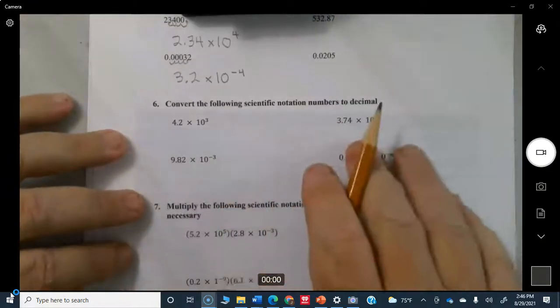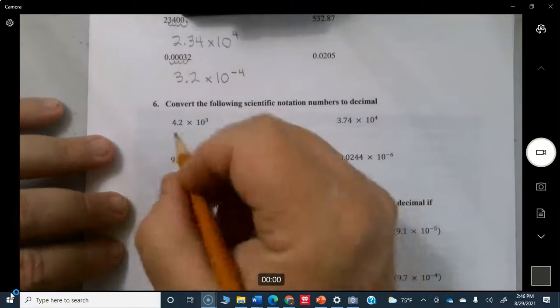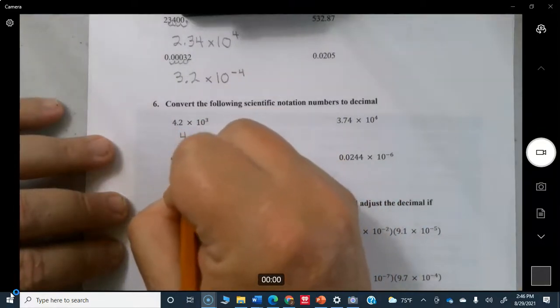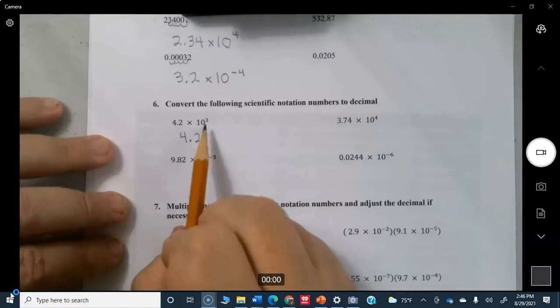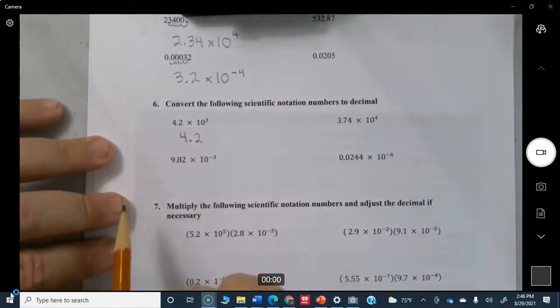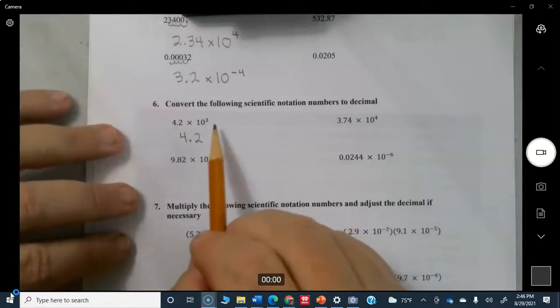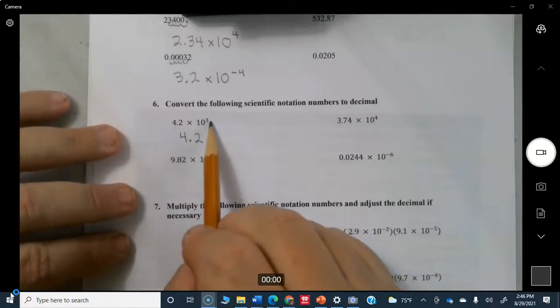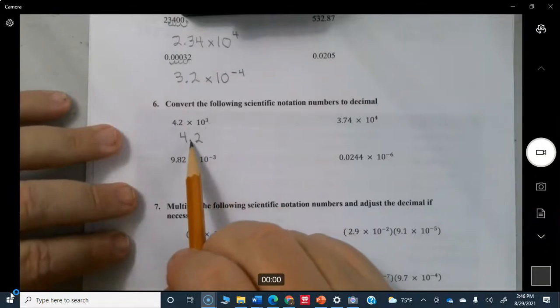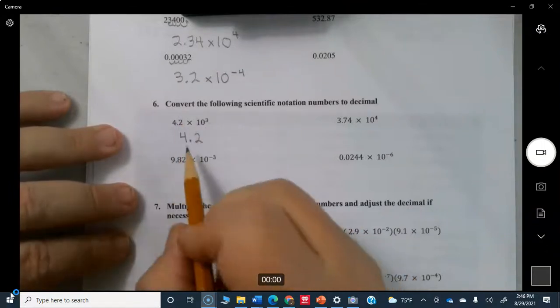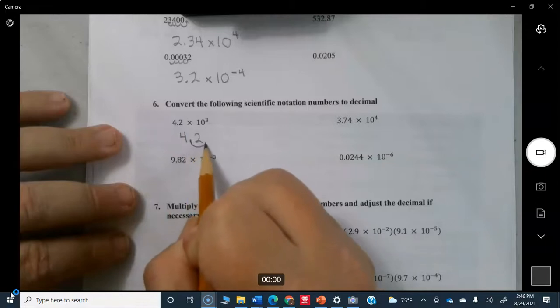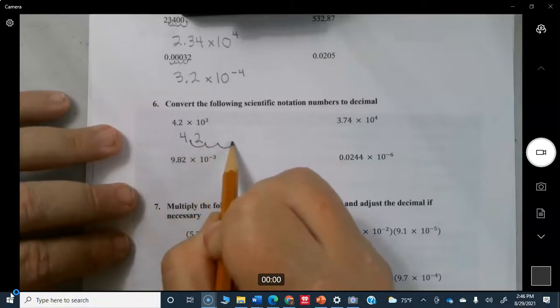Now we're going to convert these to a decimal number. So what you do is you write the coefficient by itself down here. And you see that 10 to the third is going to make it a bigger number than 4.2. 10 to the third is 1,000, so you're multiplying by 1,000. So what you got to do is move the decimal 3 places and just use your common sense. If it's going to be a bigger number than 4.2, then you're going to have to move the decimal to the right. 1, 2, 3 places.